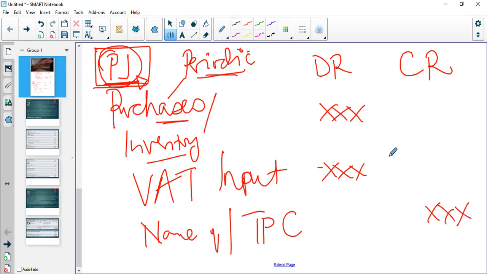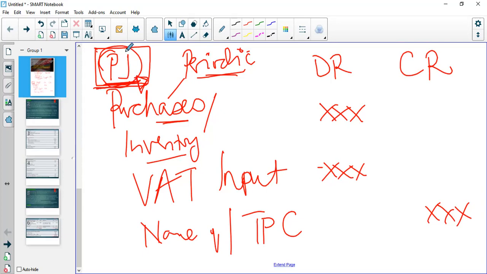This is the accounts that are going to be credited. Okay, so that's if we buy goods for resale on credit.